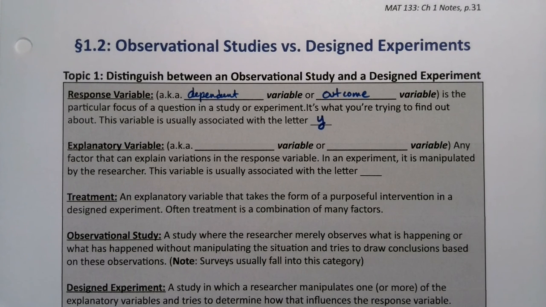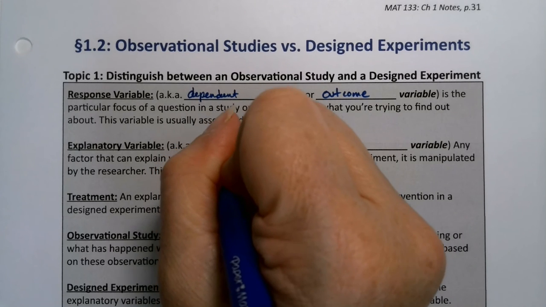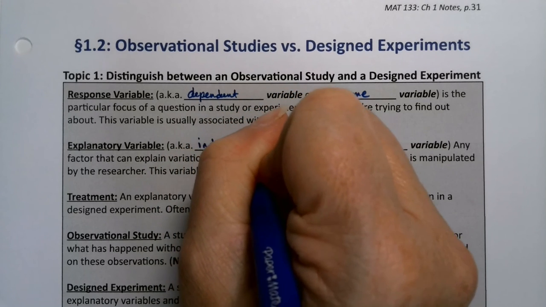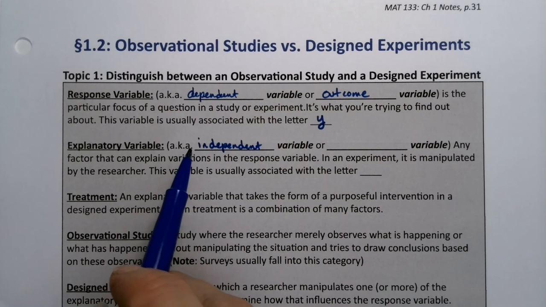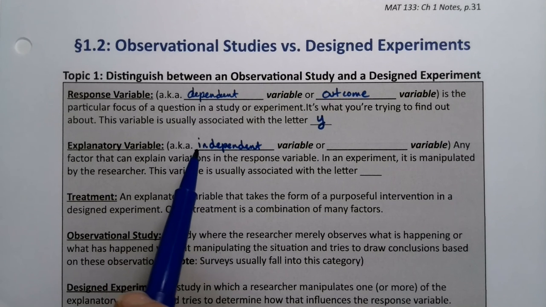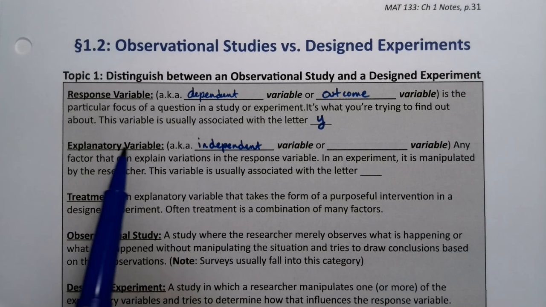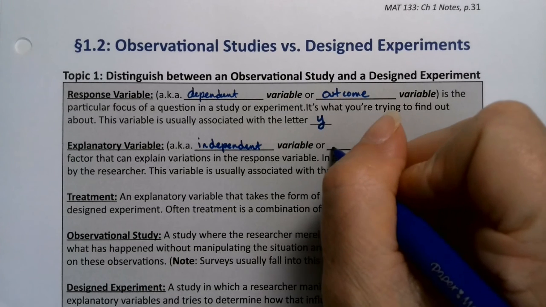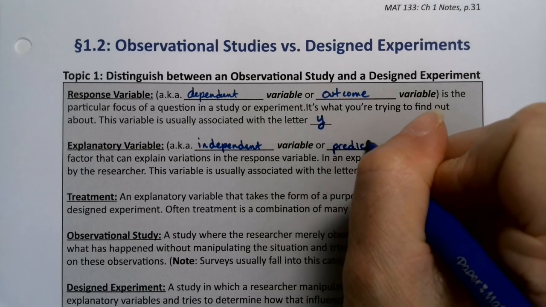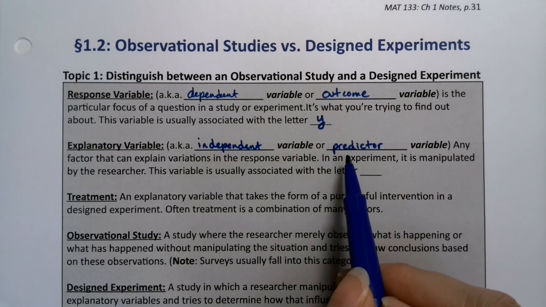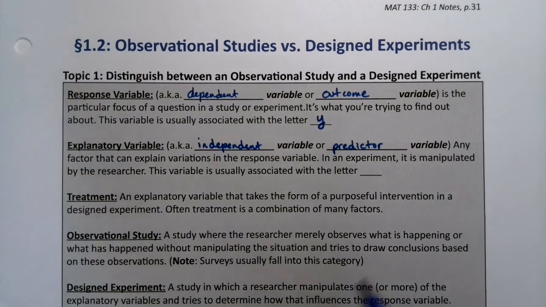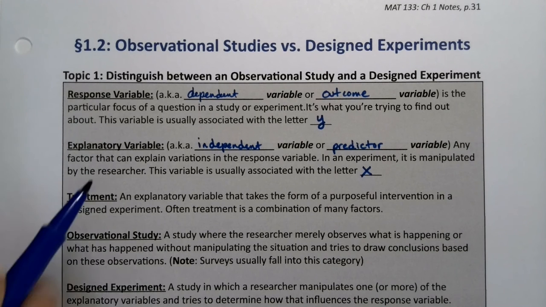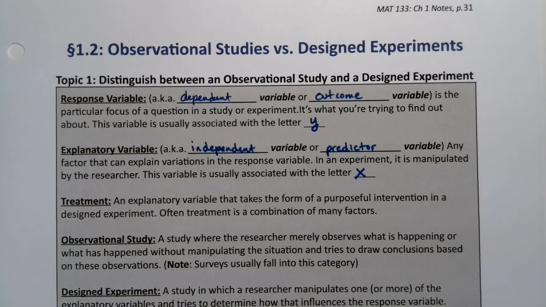The explanatory variable in algebra is known as the independent variable. Now, independent and dependent implies a causal link that is not the case in statistics. So it's okay to call them independent and dependent in algebra class, but in statistics class, we stick more with explanatory and response. It's also known as the predictor variable. So this is the predictor, and you're trying to predict the outcome. And this is usually associated with the letter X. In an experiment, it's the thing you're manipulating. The researcher's manipulating this variable to see if they can affect some kind of outcome in the response variable.